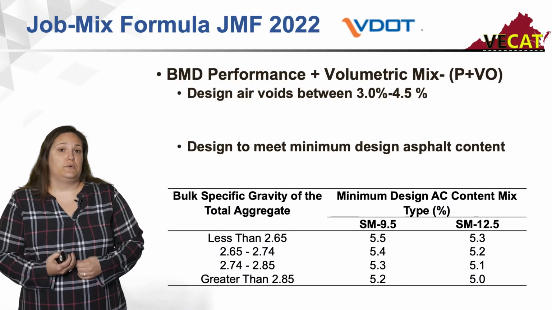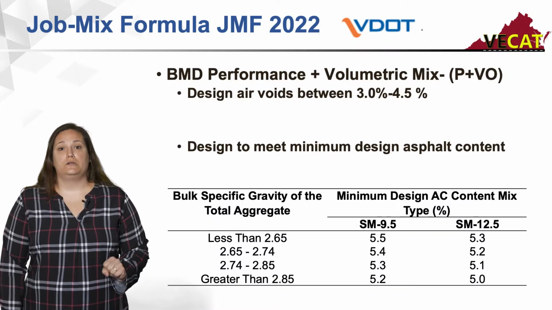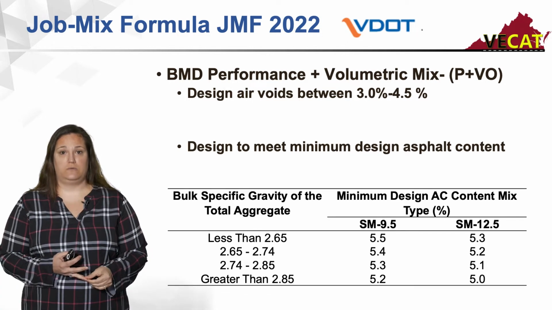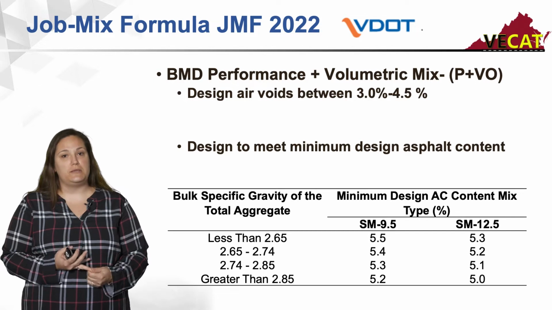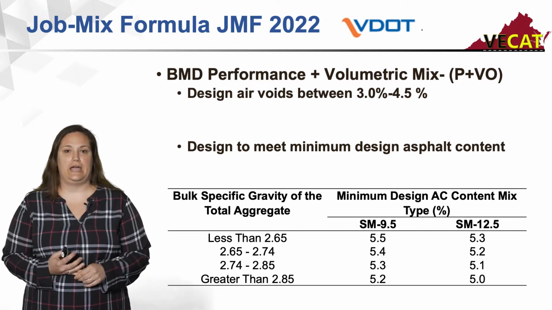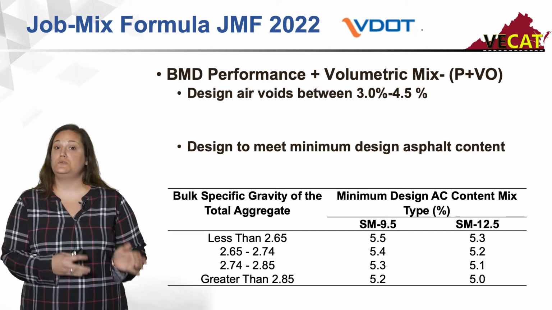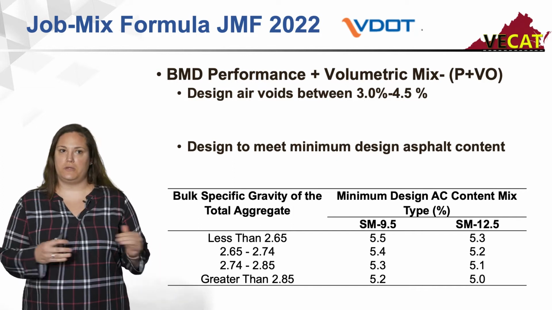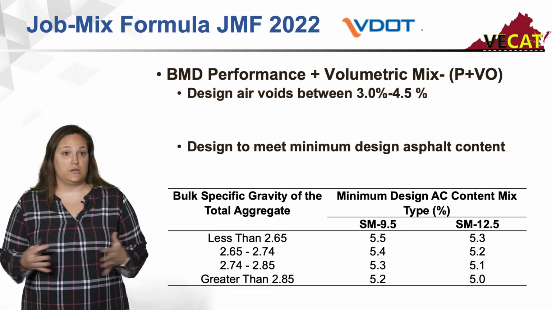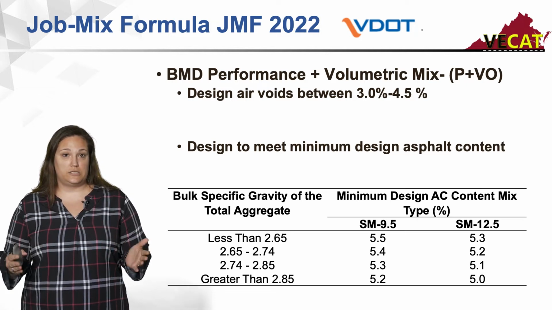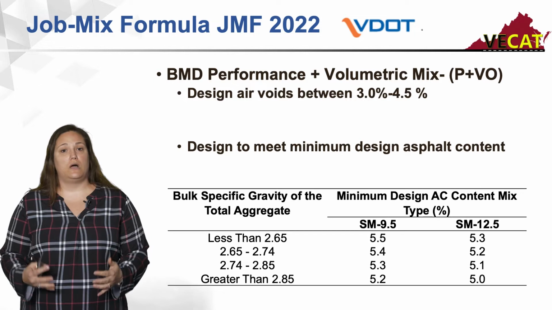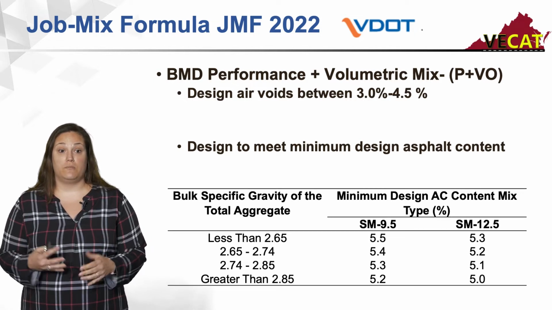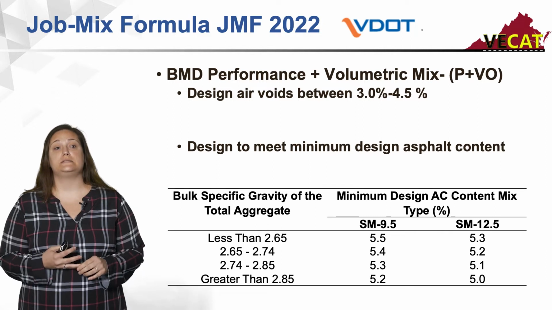So this year with the optimization part, we are expanding our design range for the voids. You can design at 3% up to 4.5%. So instead of just with our Superpave, when you design at 4%, you are now allowed to go from 3% to 4%. And as long as you work into that gradation range also, it should give you guys a lot more options and room to try a lot more stuff with our performance testing.